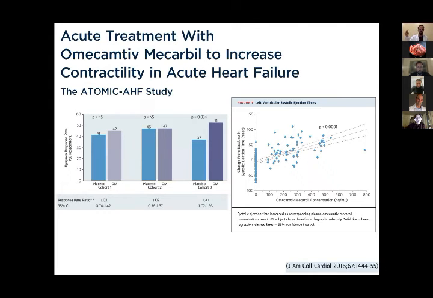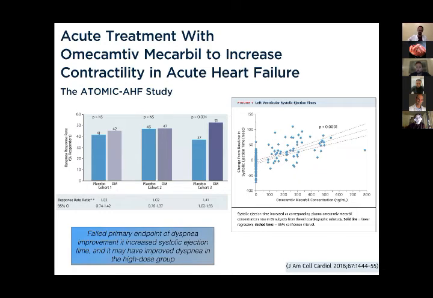As I quoted you before, the differentiation between the mechanistic regulation and effect of different inotropes. I'm going to show you the ATOMIC trial in heart failure, testing omecamtiv mecarbil to increase contractility in acute heart failure. The primary endpoint was dyspnea improvement. It failed in the short term, but it reached significance within the 5 days in reducing the work of breathing in patients with acute heart failure.